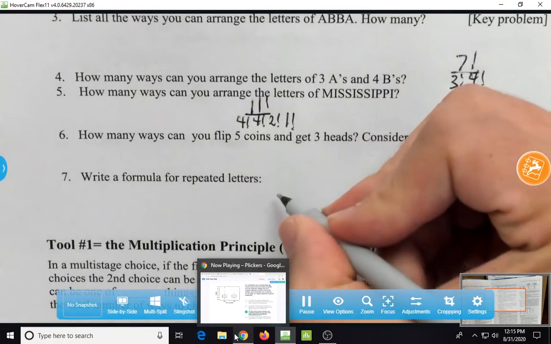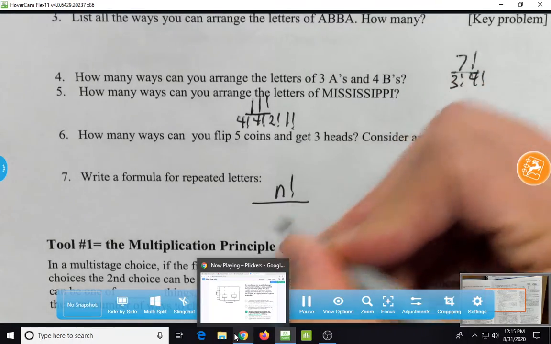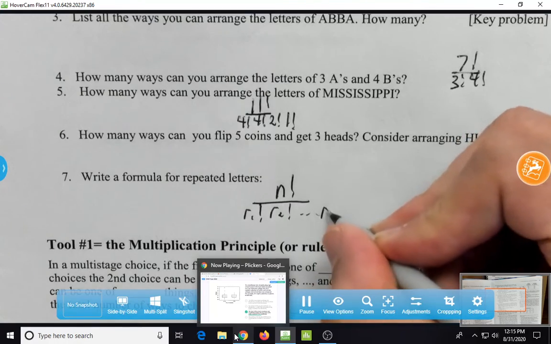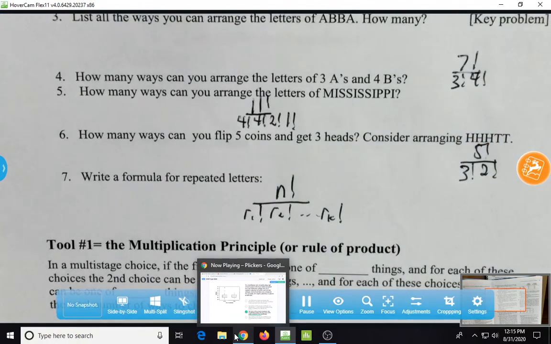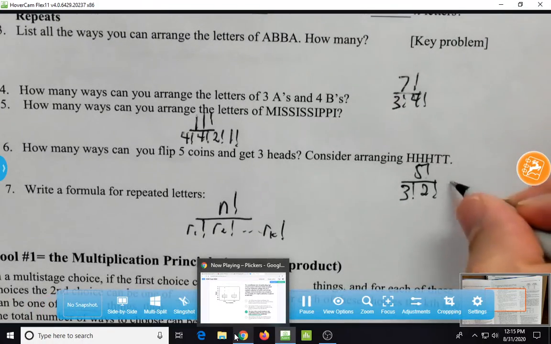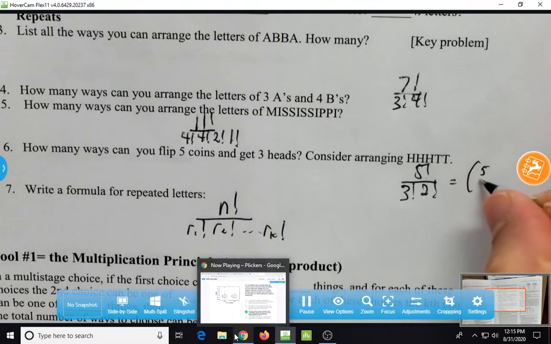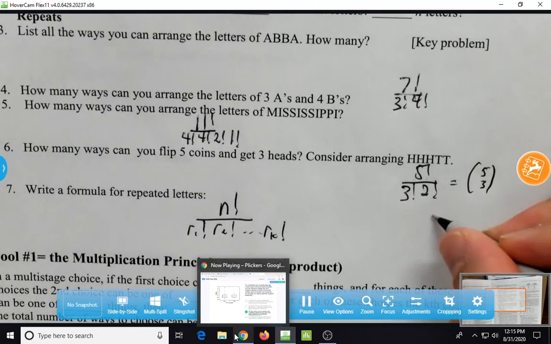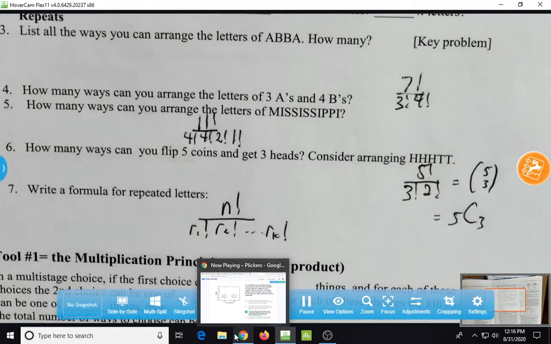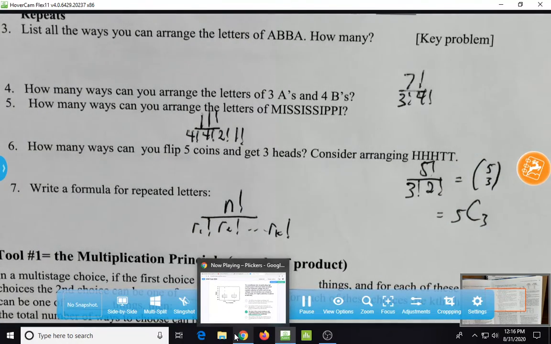And the formula for repeated letters would be n factorial over r1 factorial, r2 factorial, out to rk factorial. And by the way, this does have a symbol. We will call this 5 choose 3, or on your calculator it would be 5 choose 3. I don't like this one, I like this one. This is the notation that we'll use. But we don't get to combinations until 2 more pages.